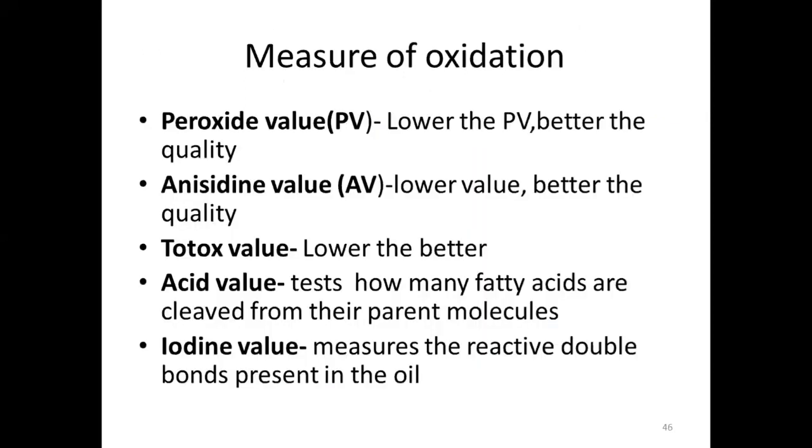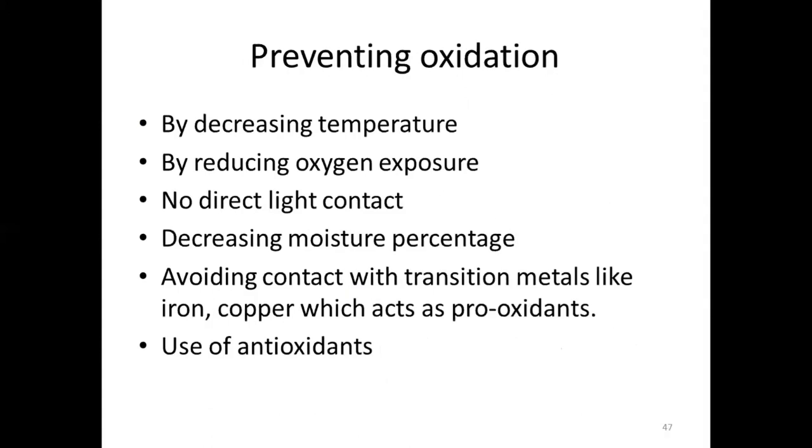These are the various measures of oxidation, like peroxide value, anisidine value, totox value, acid value, and iodine value, which are used for identification of the quality of the fats and oils. So how to prevent oxidation of the fats and oils? By decreasing the temperature, storing them at low temperature, reducing oxygen exposure in closed drums, avoiding direct light, decreasing moisture percentage, and avoiding contact with transition metals like iron and copper, which act as pro-oxidants. Use of antioxidants during storage also prevents the oxidation that would reduce the quality of the fats and oils.